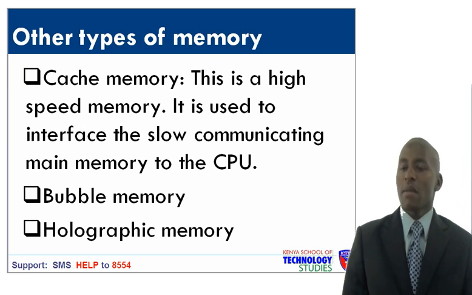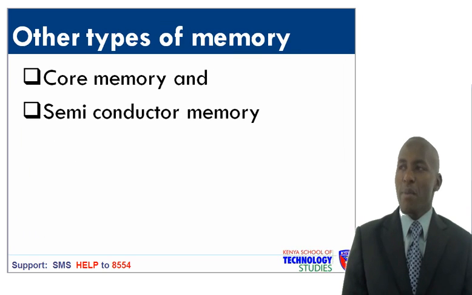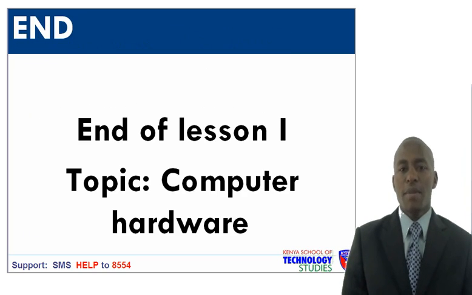Other types of memory are like cache memory. This is a high-speed memory. It is used to interface the slow communicating main memory to the CPU. The other type of memory, we have bubble memory. We also have holographic memory. We also have cache memory and semiconductor memory.